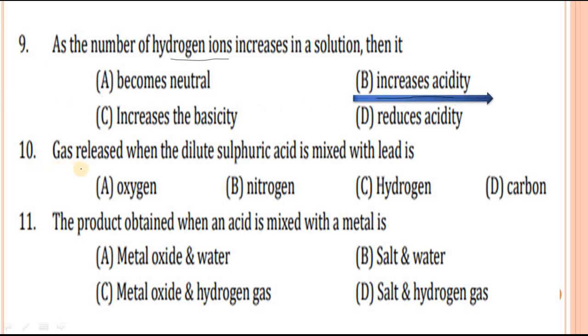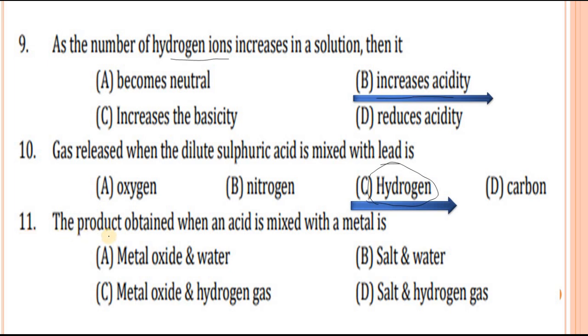Question number 10. Gas released when the dilute sulfuric acid is mixed with the lead. Students, here lead is a metal. When metal reacts with the acid, definitely there will be a liberation of hydrogen gas. So C is the correct answer.